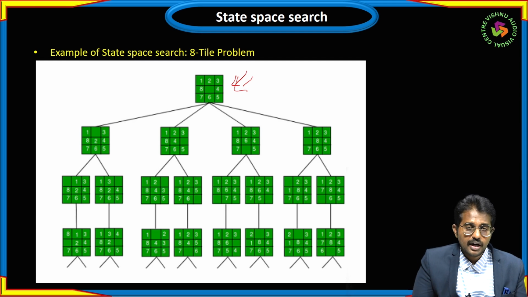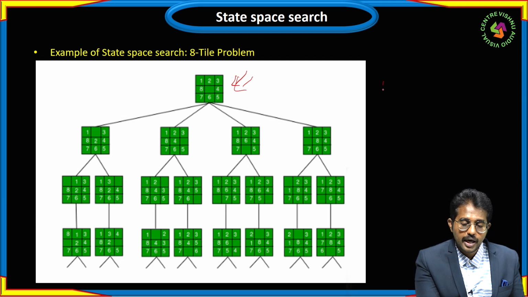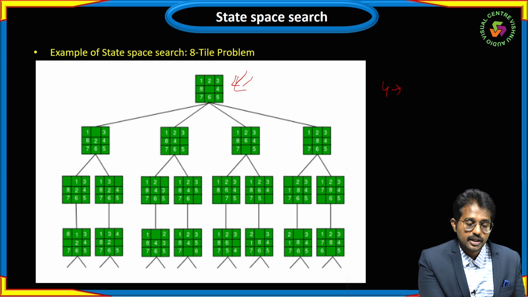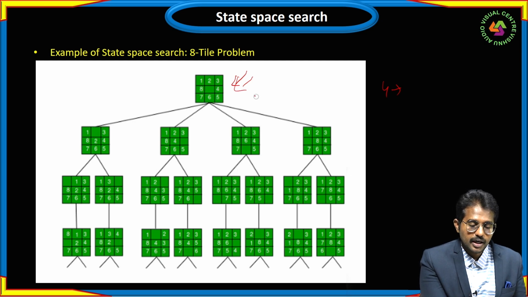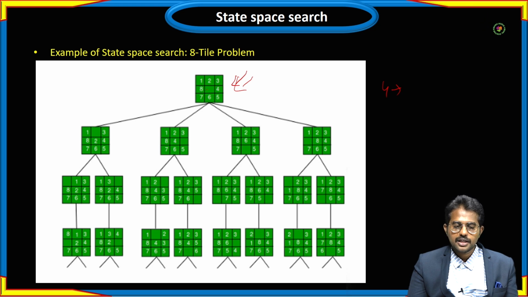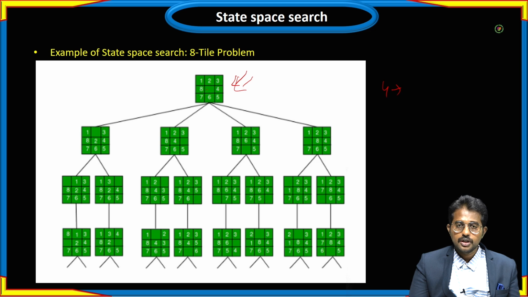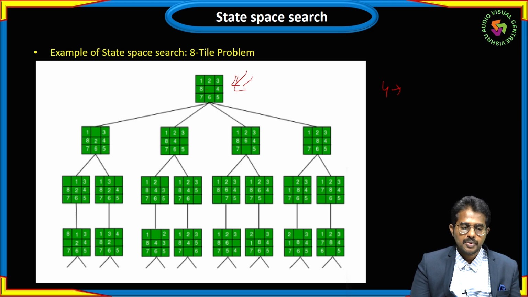For this particular state we have 4 types of operations. We can see 8 here. This 8 can be moved to the blank space, and the blank space will then move to the 8's position. So that is one state. Also, 2 can be moved down, 4 can be moved left, and 6 can be moved up. These are the 4 possible states for this particular state.